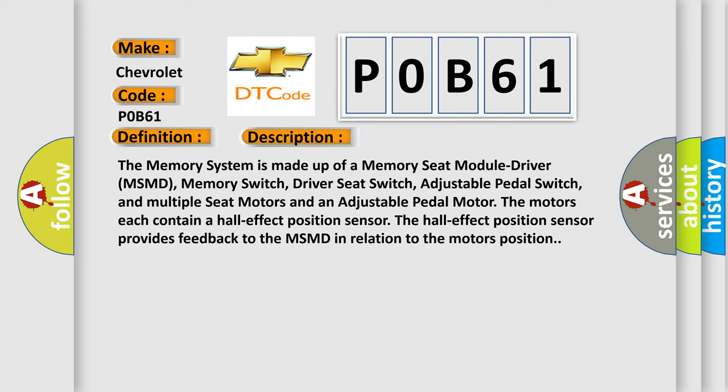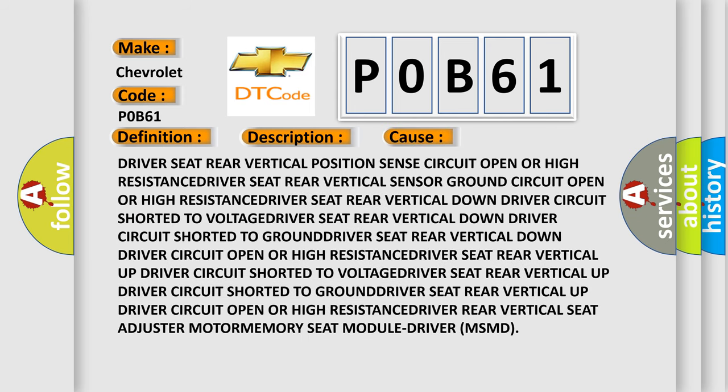This diagnostic error occurs most often in these cases: driver seat rear vertical position sense circuit open or high resistance; seat rear vertical sensor ground circuit open or high resistance; seat rear vertical down driver circuit shorted to voltage; seat rear vertical down driver circuit shorted to ground; seat rear vertical down driver circuit open or high resistance; seat rear vertical up driver circuit shorted to voltage; seat rear vertical up driver circuit shorted to ground; seat rear vertical up driver circuit open or high resistance; rear vertical seat adjuster motor; memory seat module driver MSMD.